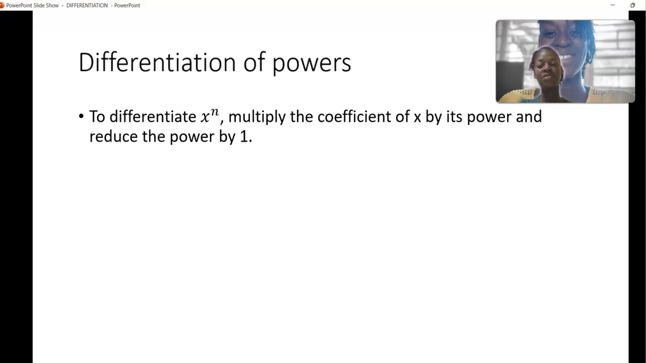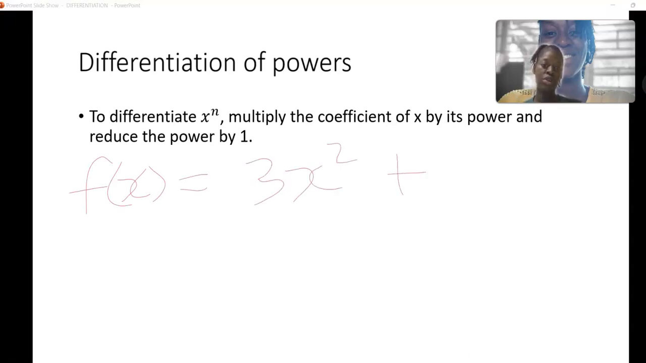Differentiation of powers is simple. To differentiate a power, you multiply the coefficient of x by its power and reduce the power by 1. For example, you are given the function f of x equals 3x squared plus 25x. To differentiate x to the n, multiply the coefficient of x by its power and reduce the power by 1. So here's the coefficient, and the power, so that would be 6. Multiply coefficient by power, reduce power by 1.